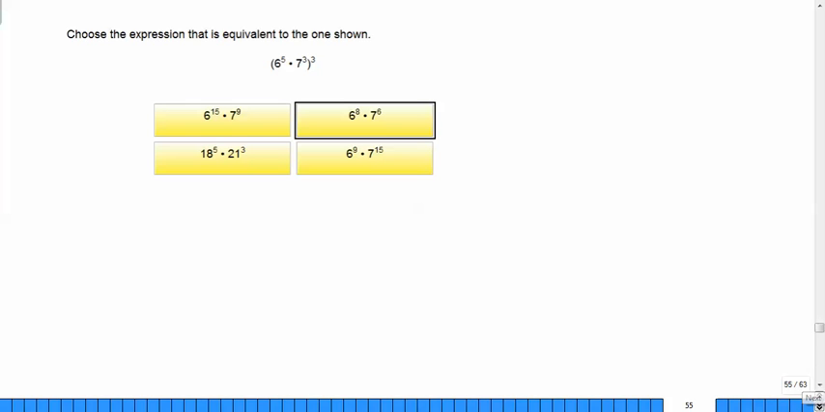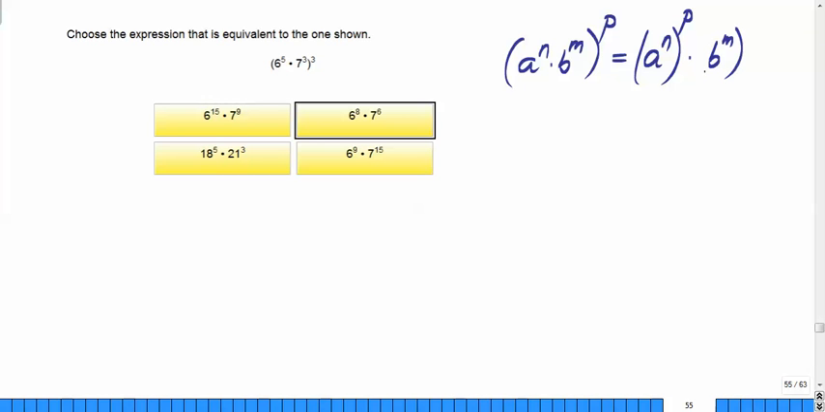Here, the major rule when you have exponents and powers of powers, like in this case, if I have a to the power of n times b to the power of m, and I'm raising everything to the power of p, the rule says to raise each one of these numbers to that power. So I will have a to the power of n, everything to the power of p, times b to the power of m, everything to the power of p. And now when you raise a power to a power, you multiply the exponents. A to the power of n times p, times b to the power of m times p.